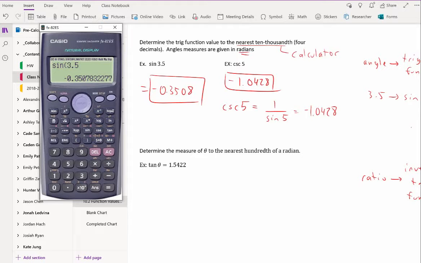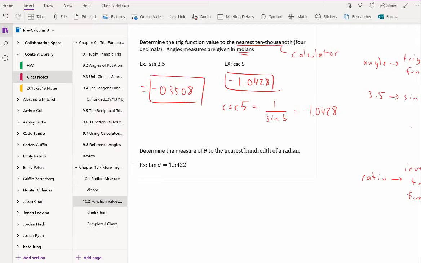So it's critical that you know how to use your calculator to enter in trig function values in radian mode. So make sure you know how to use your calculator and how to switch it between degree and radian mode. But that's just a little bit of how to use three common types of calculators, including our Inspire.